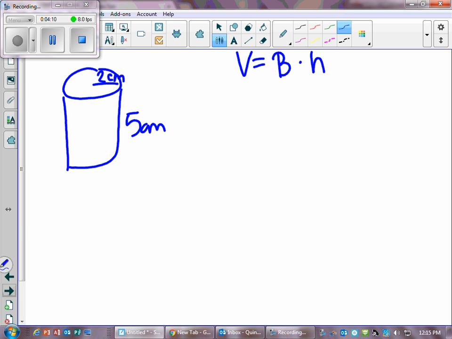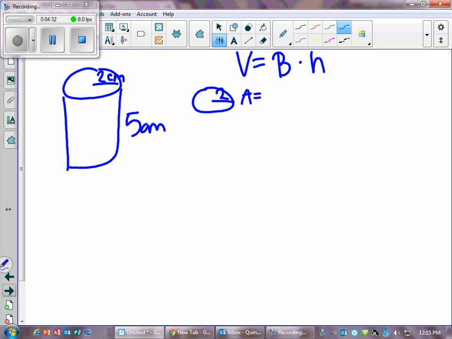So it says find the area of the base. Well, what's the shape of my base? A circle. So let's go ahead and draw a circle. And in my circle, I have a what? I have a radius of 2 centimeters. So if we're talking about area of the base, my base shape is a circle. So that means I need to find the area of the circle.